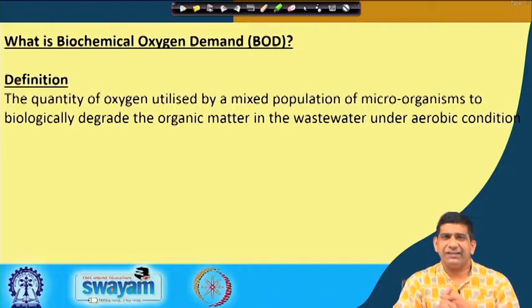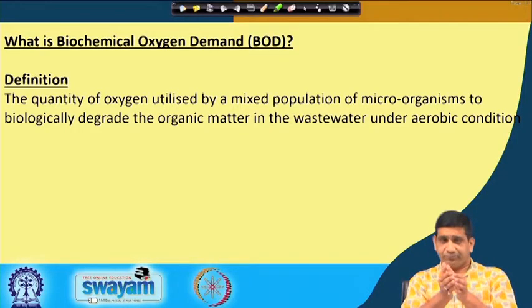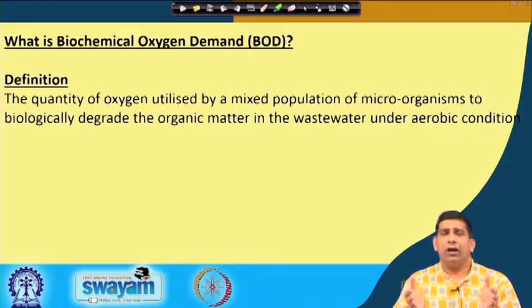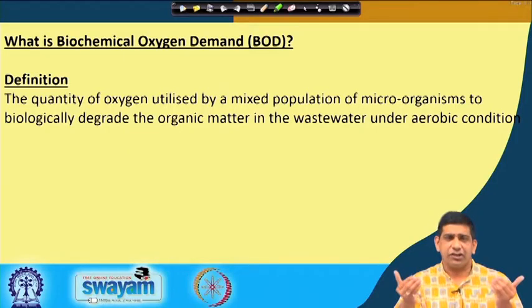Now, how is it defined? It is the quantity of oxygen utilized by the mixed population of microorganisms to biologically degrade the organic matter in the wastewater under aerobic condition. Because we are talking about surface water, it is an aerobic condition. So, receiving water should not have too much organic matter loading. What will happen if there is too much organic matter loading? Our dissolved oxygen concentration will go down. Why will it go down?